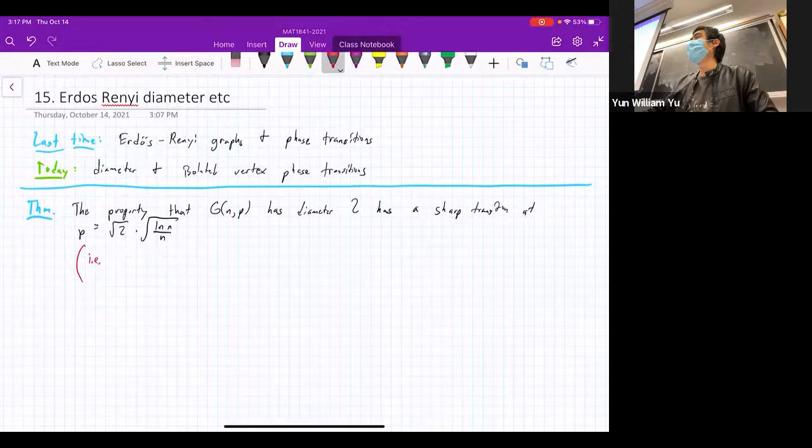So if p is anything that's less than that, you don't have the property that's greater than or equal to that. Yes, but what does it mean for it to be sharp?